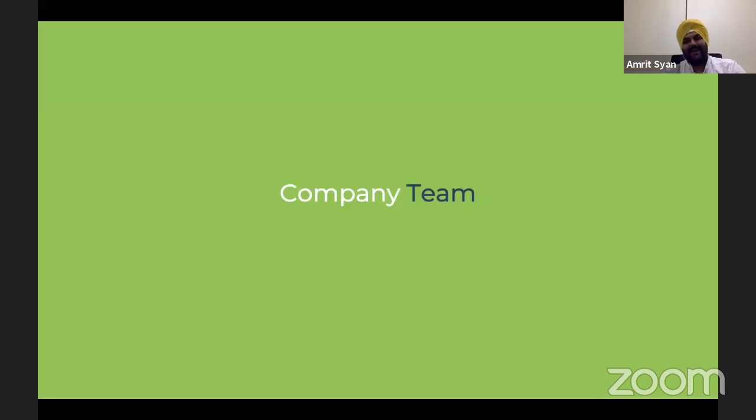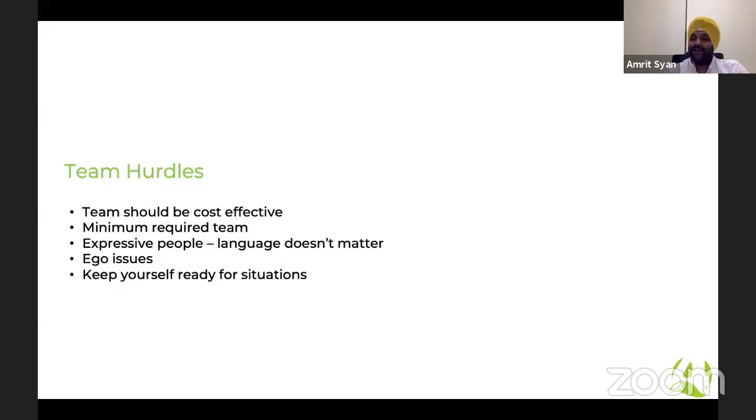Company's team, again. What are the team hurdles? Team should be cost effective. As I told you, less salary and a small team for the startup. Small team in the sense कि one person doing 3 jobs. Minimum required team कि ये काम के लिए 2 बंदे अगर कर सकते हैं तो एक ही रखें. थोड़ा टाइम ज्यादा लेगा लेकिन कंपनी का पैसा वहीं बचेगा, when you have a minimum required team for that particular job.